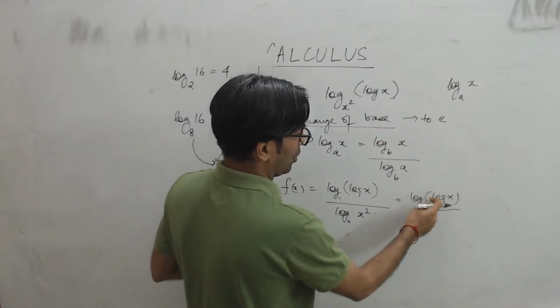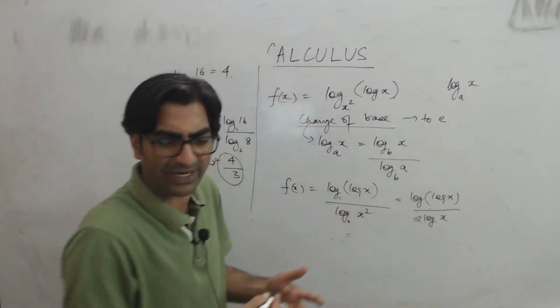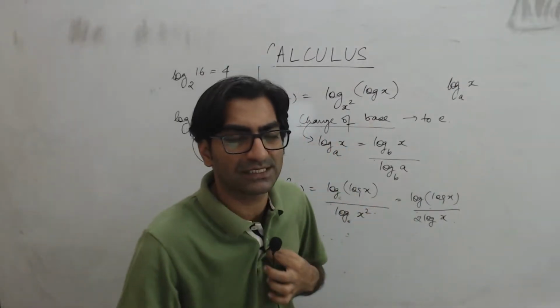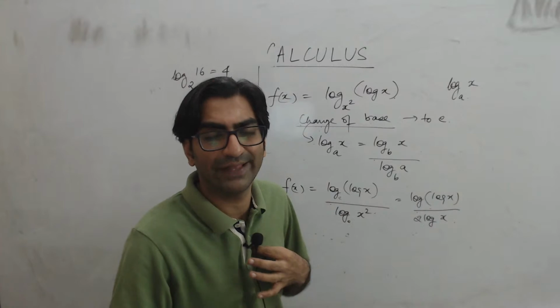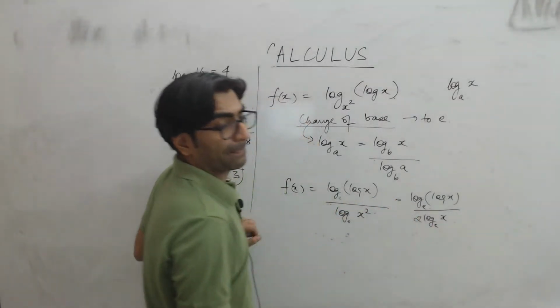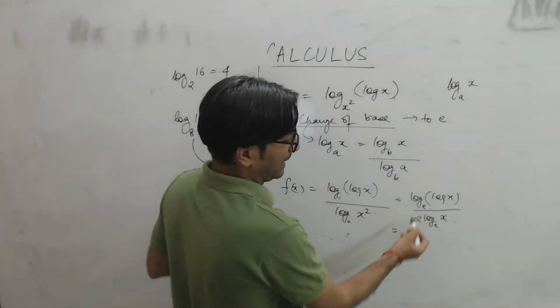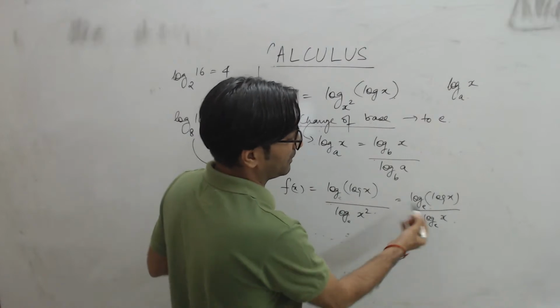And so this becomes log of log x divided by log of 2 log of x, right? Why have x in the base? Remove x from the base because it's easy to then differentiate. And when you have logarithms base e, then the differential is actually 1 upon log. So now I can differentiate this. When I'm differentiating, now the second funda comes.